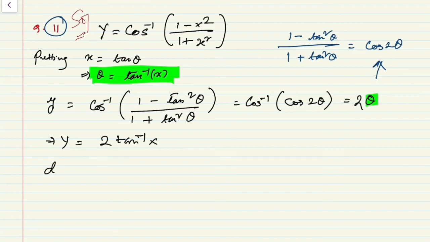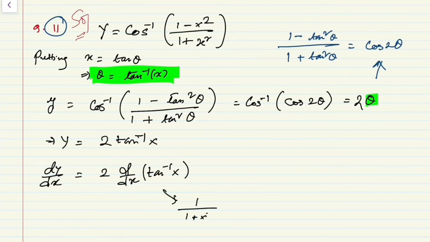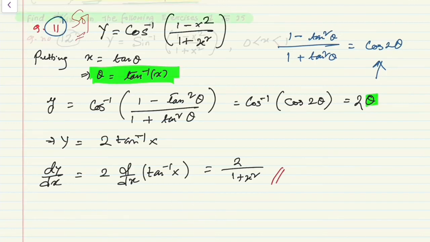Now differentiate both sides. So 2 into the derivative of tan inverse of x, and we know that the derivative of tan inverse of x is 1 by 1 plus x square. Then here you see, as there is 2, we can write here 2 by 1 plus x square. So this is our result. So hope you have understood. Now let's move on to the next question.